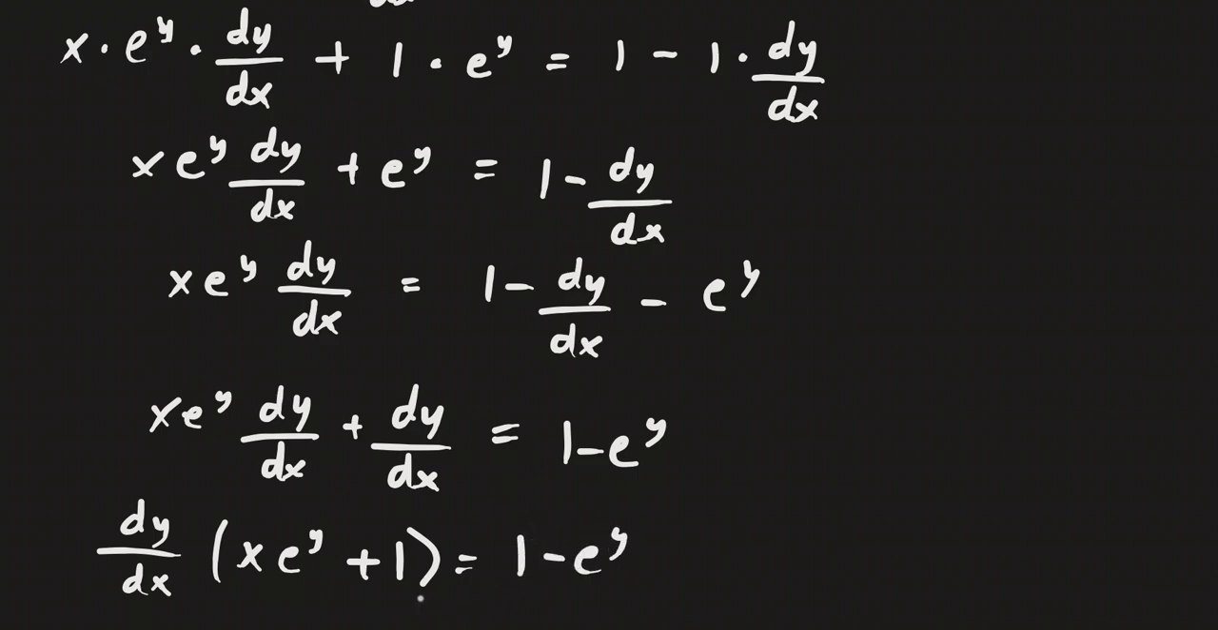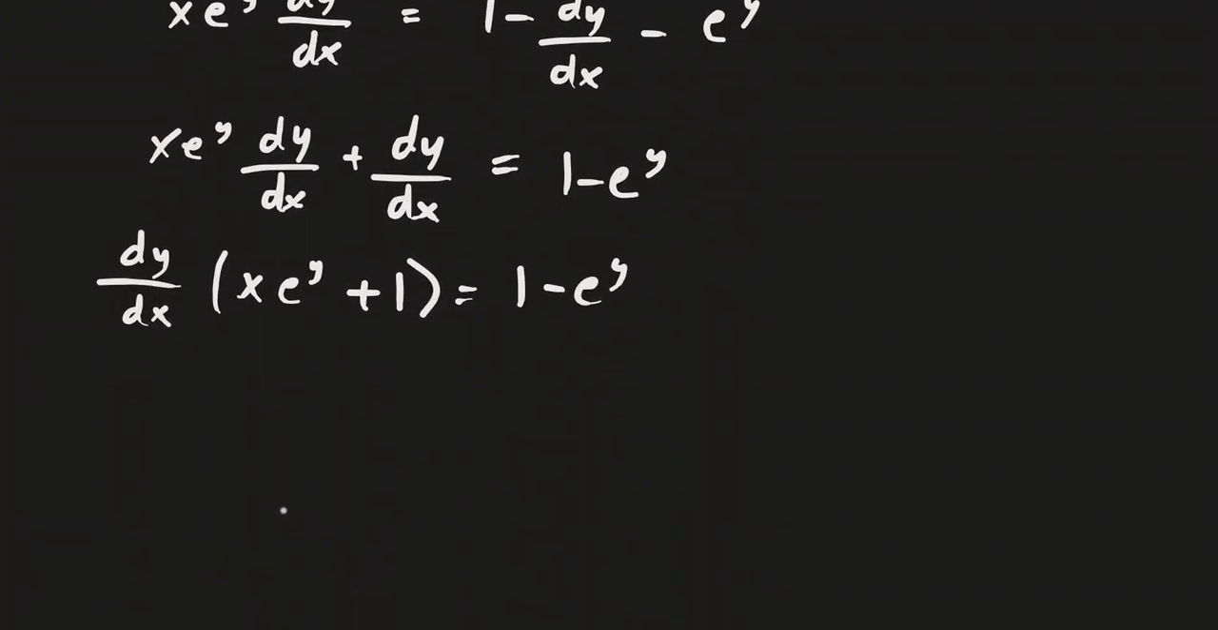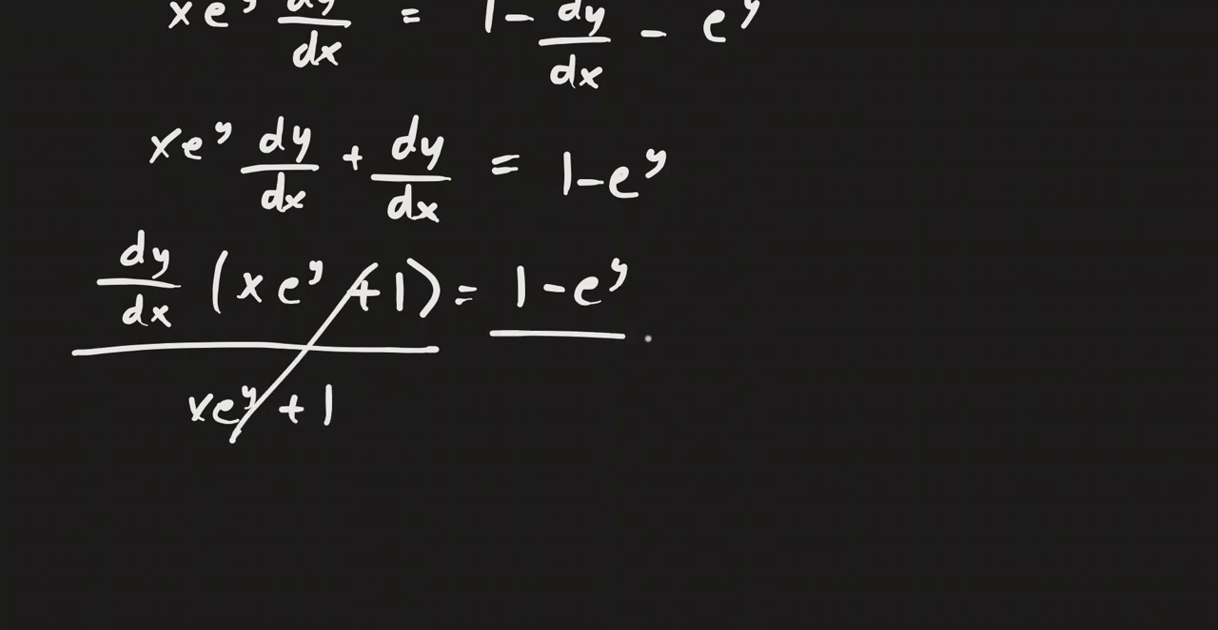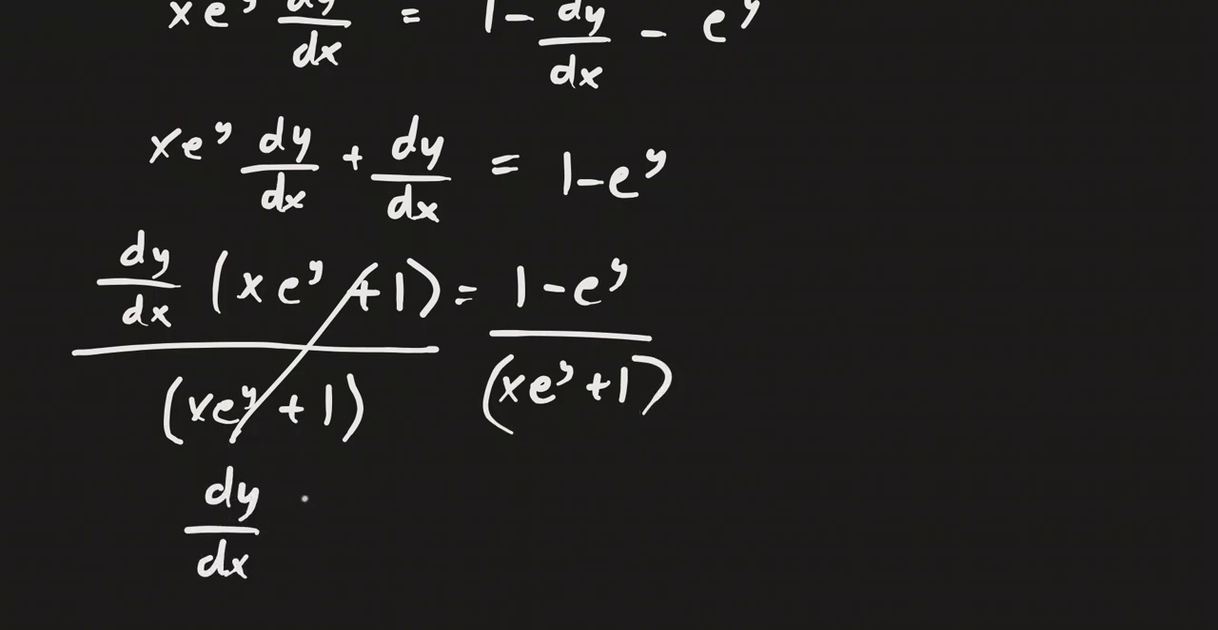So the last step to solve this, and I'm going to scroll down again, is to divide by x times e to the power of y plus 1 on both sides. So it's this on both sides. So x times e to the power of y plus 1. So now we just have dy/dx all on its own, isolated, equals 1 minus e to the power of y all over x times e to the power of y plus 1.